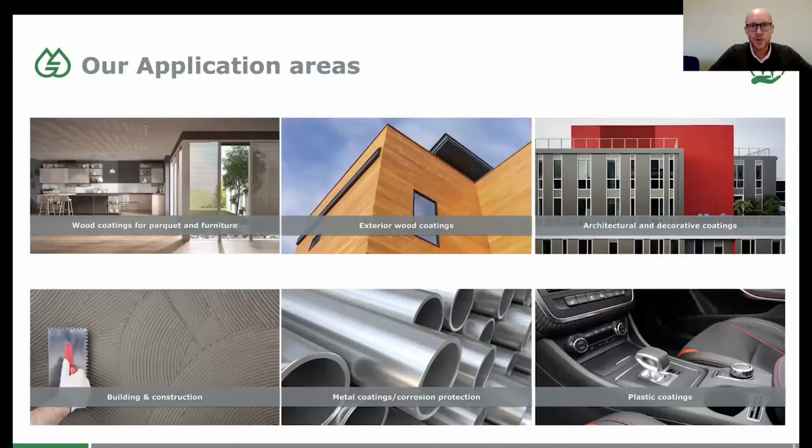So as you can imagine, this broad product range leads us into quite a broad range of application areas. We service a lot of industries, including architectural and decorative coatings, both interior and exterior wood, metal corrosion products for corrosion-resistant primers. We also sell into plastic coating, and more and more we're getting involved in the building and construction industries.